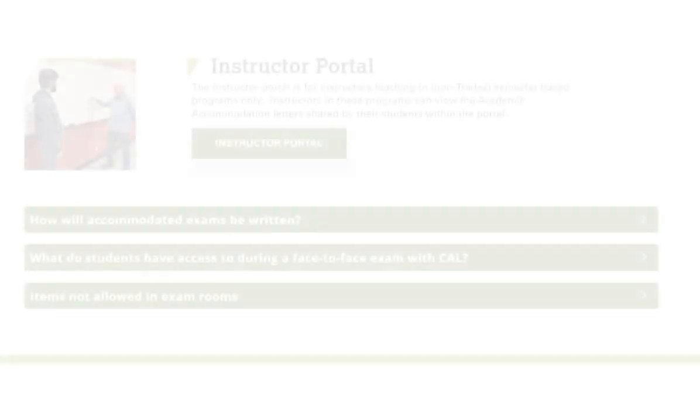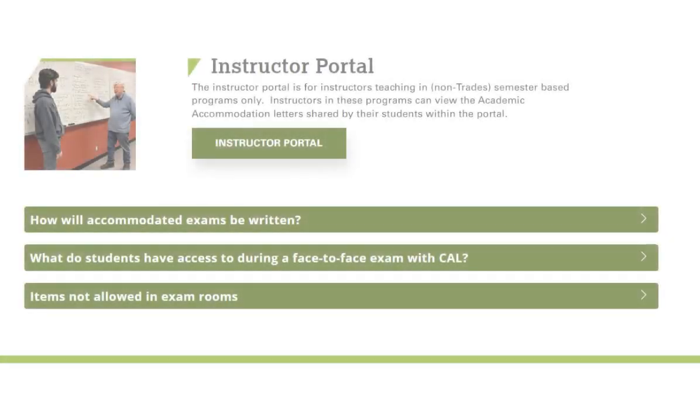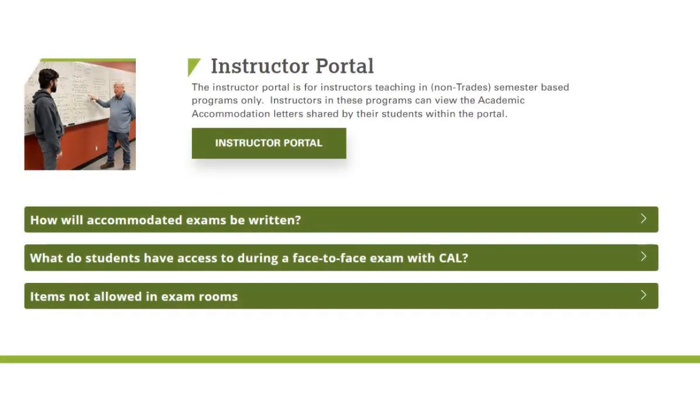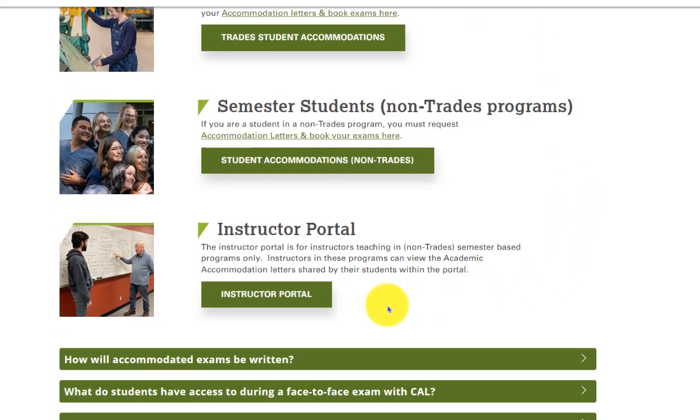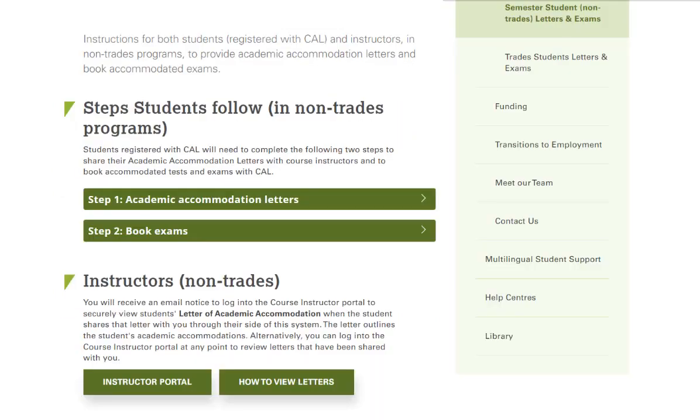Course instructors are welcome at any time to log directly into the Instructor Portal to review and confirm accommodation letters. The letters listed in the system are the same ones referenced in the notice email received when a student shares an accommodation letter with you. Simply navigate to the CAL website to the section about academic accommodation letters and exams, and follow the links to the Instructor Portal.